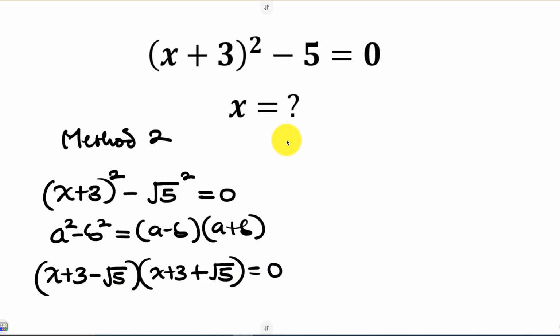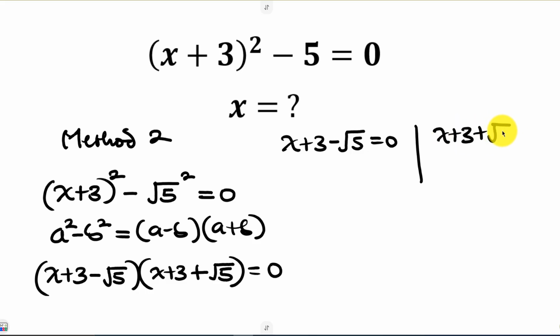So we have two cases. We have x + 3 − √5 equal to 0. That's one of the cases. Then we have x + 3 + √5 equal to 0. So this is the other case. So this is case 1 and this is case 2.